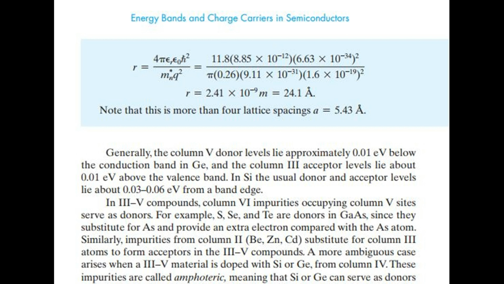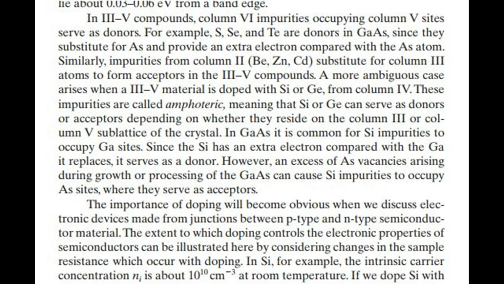A more ambiguous case arises when a III-V material is doped with silicon or germanium, from column 4. These impurities are called amphoteric, meaning that silicon or germanium can serve as donors or acceptors depending on whether they reside on the column 3 or column 5 sublattice of the crystal. In gallium arsenide it is common for silicon impurities to occupy gallium sites. Since the silicon has an extra electron compared with the gallium it replaces, it serves as a donor.